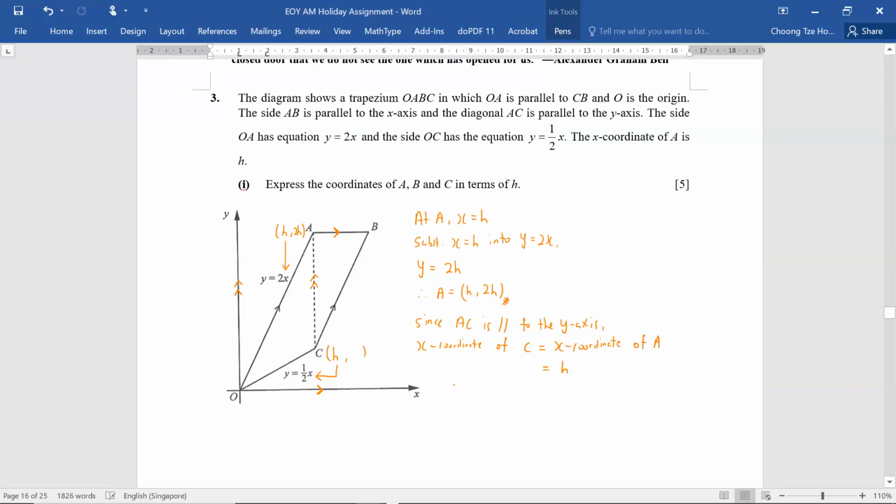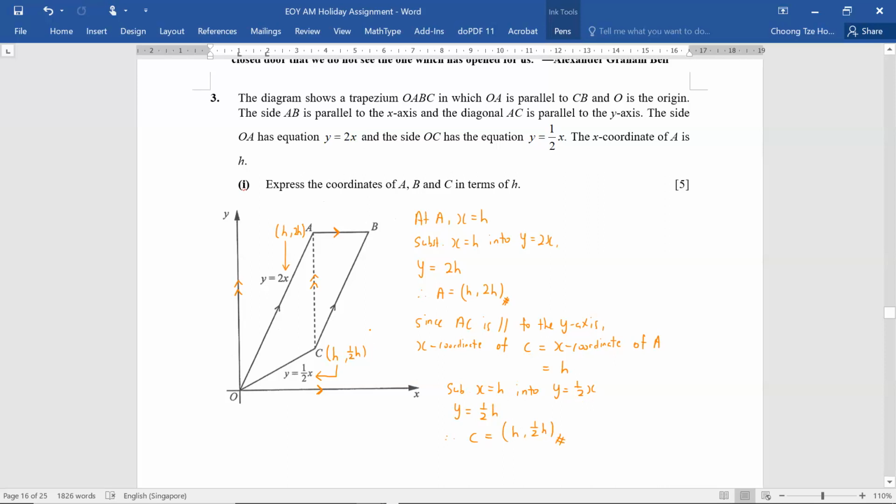Sub x equals h into y equals half x. To find the y coordinate of C, y equals half times h. Therefore C will be h and half h. So that will be the coordinates of C, h and half h.